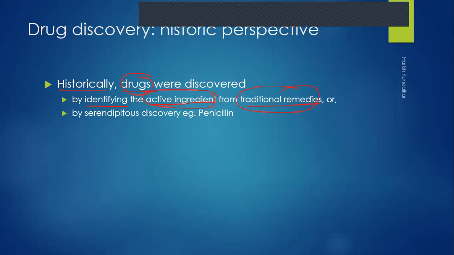Or the other way of discovering drugs was serendipitous drug discovery. Serendipitous means by chance. For example, penicillin. We all know how Alexander Fleming discovered penicillin, right? That was a serendipitous, by chance discovery. He was trying to do something else, and he found out that penicillin happens to be an antibiotic. It stops the growth of bacteria, right? So that's how historically drugs were discovered.